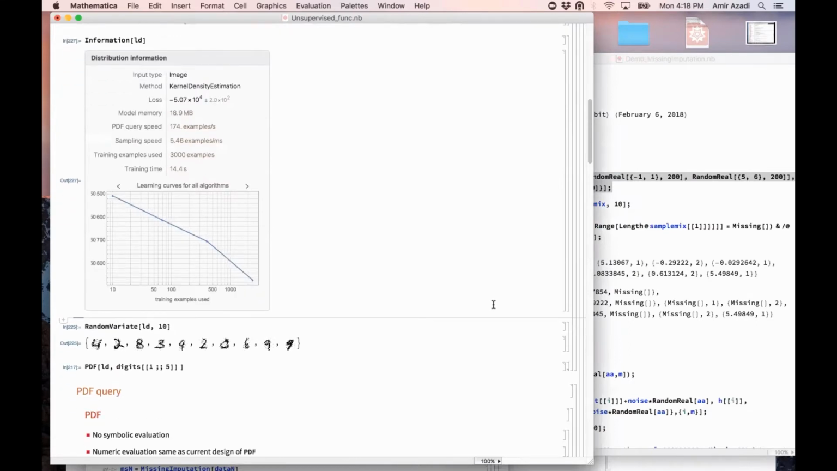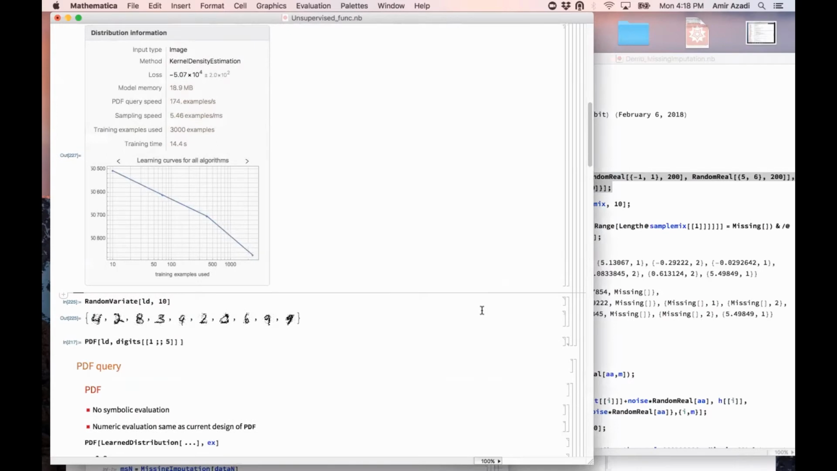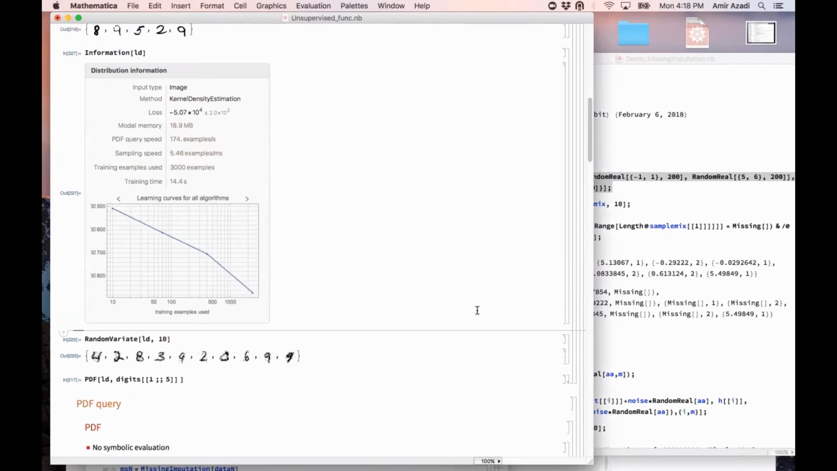Now let's see some other things. Like, can we see the mean of that distribution? You cannot do the mean because, okay, in that case it's a numerical distribution, so there exists a mean. But in many cases, the mean doesn't even exist, for example with categorical data. So that's why we didn't implement mean.